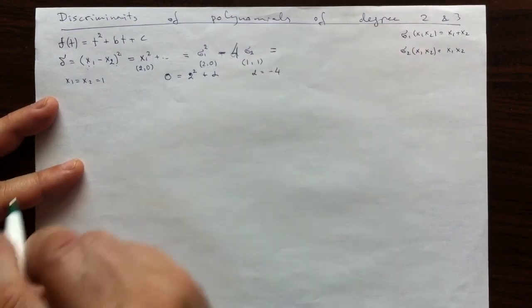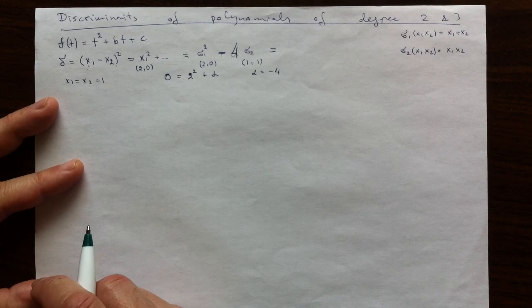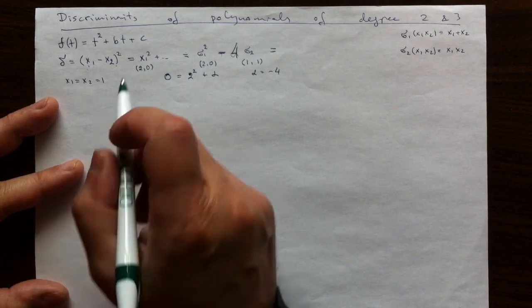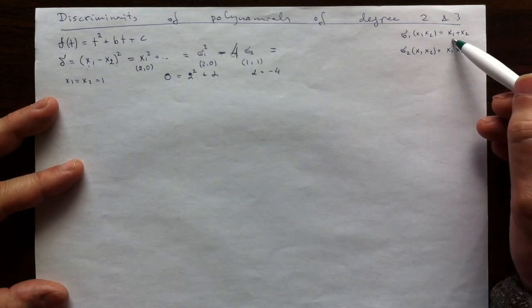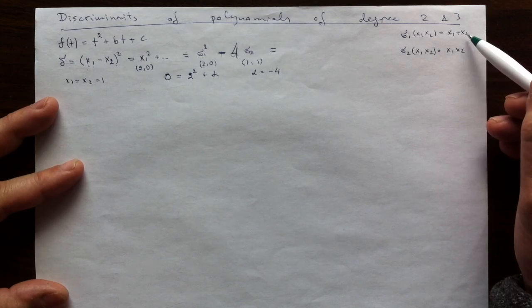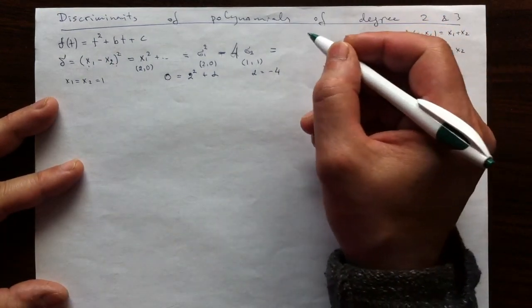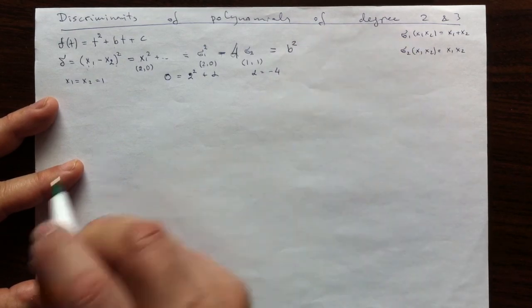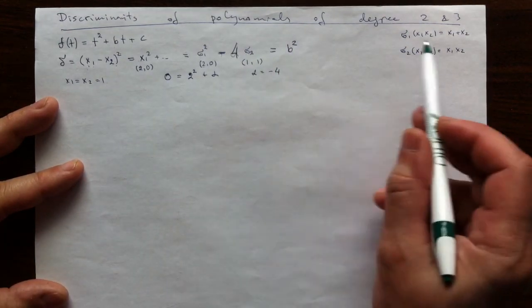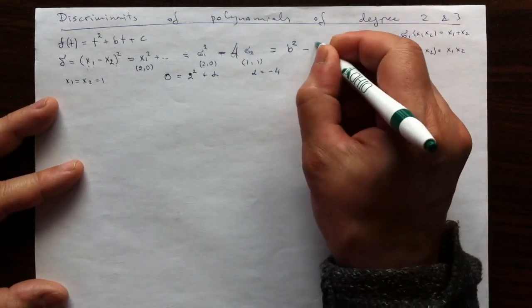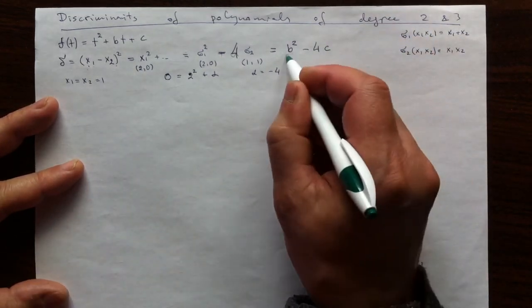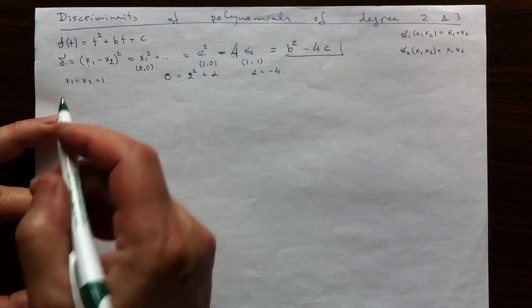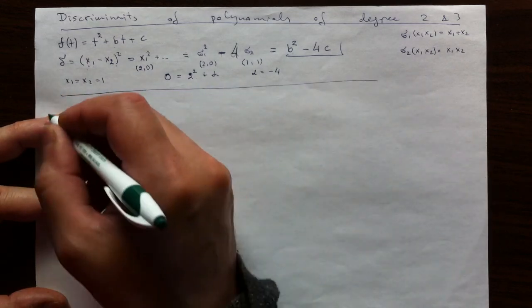And the final push is to write down the answer in terms of the coefficients. This is the sum of roots, this is negative b, and it has to be squared, so negative b squared is as good as b squared. This is the product of the roots, this is c. So we recover the well-known formula for the discriminant of the quadratic. Let's now do the real thing.